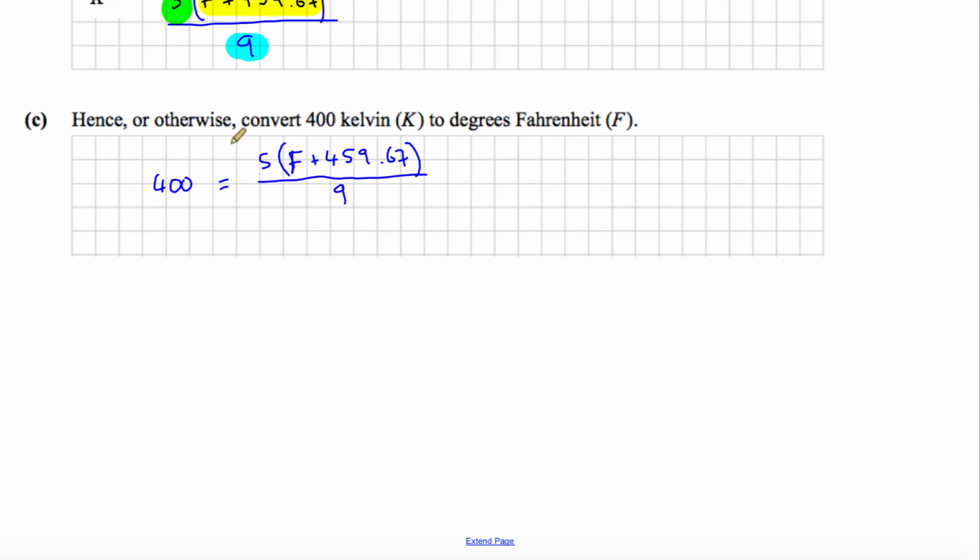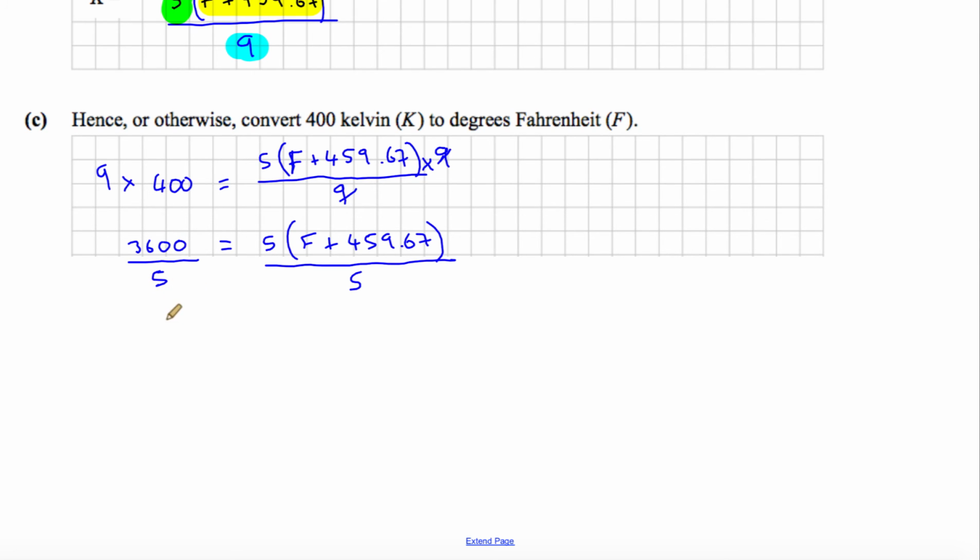So if I multiply this side by 9 and this side by 9, on the left I get 3600 is equal to, the 9's here cancel, which is why I did it. So I'm just left with 5F plus 459.67. Okay, so now I'm going to divide both sides by 5, because if I divide this side by 5, these 5's will cancel. If I do it to the right, I must do it to the left.